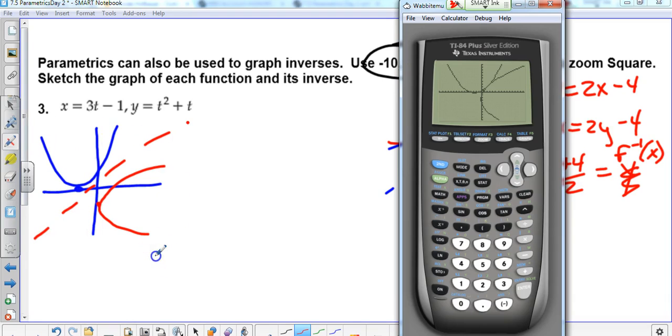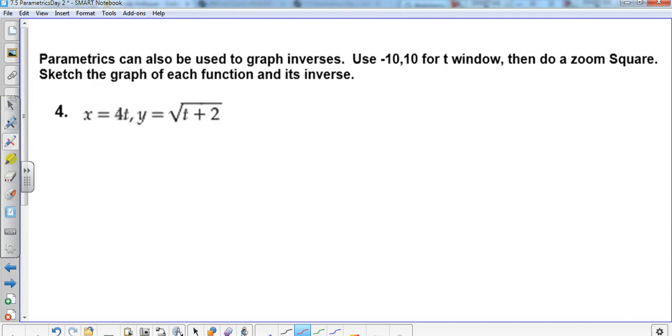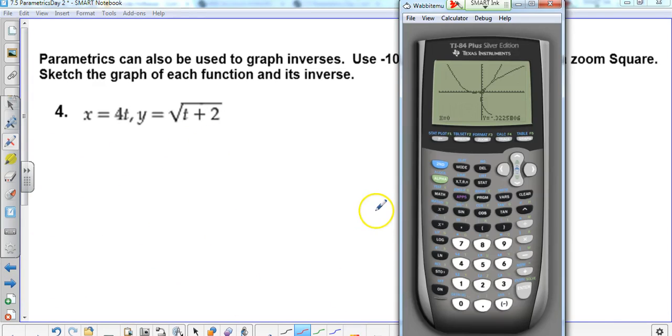Try number 4. Leave your window the same. Type in the rules for number 4 and type the inverse.